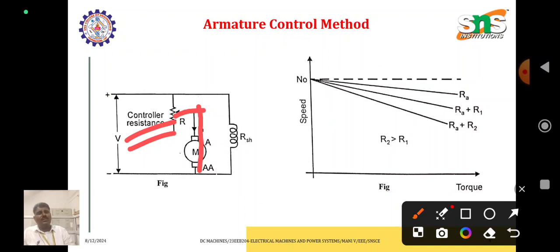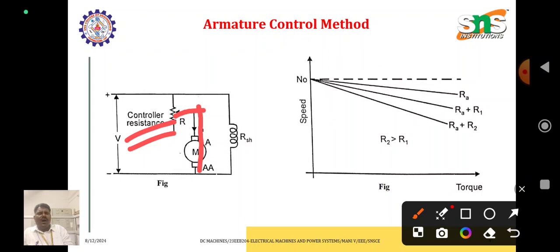Once you try to increase or decrease the armature resistance, it is a simple logic: the current which is supplied to the armature gets adjustable, so the voltage across the armature is also adjustable. Once the voltage and the current applied are variable, the speed becomes changeable.